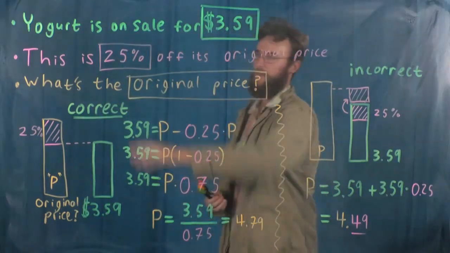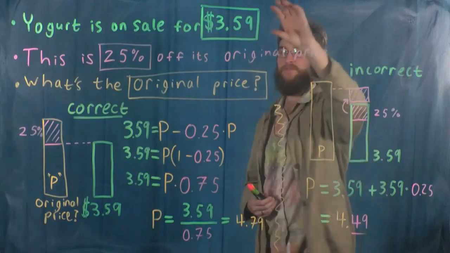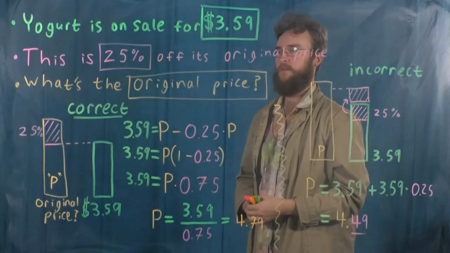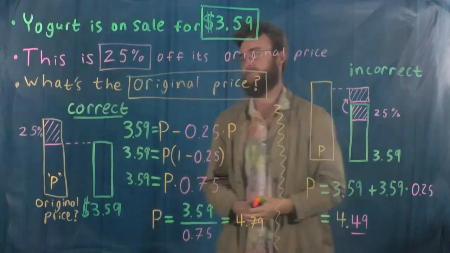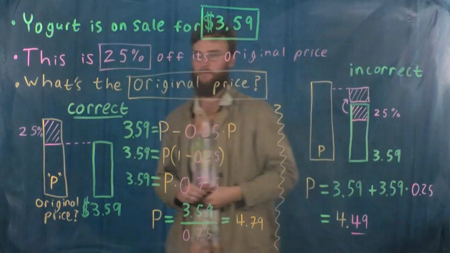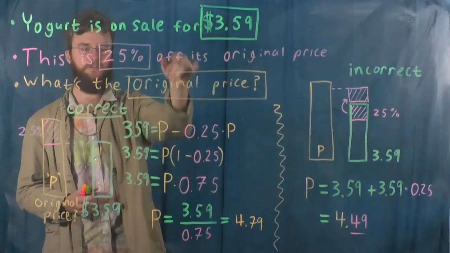So the problem will go something like: yogurt or some other commodity is on sale for, say, $3.59 for this example. And this is 25% off its original normal price. And then the question is, what was its original price? So you're given 2 pieces of information. You have to find a third.